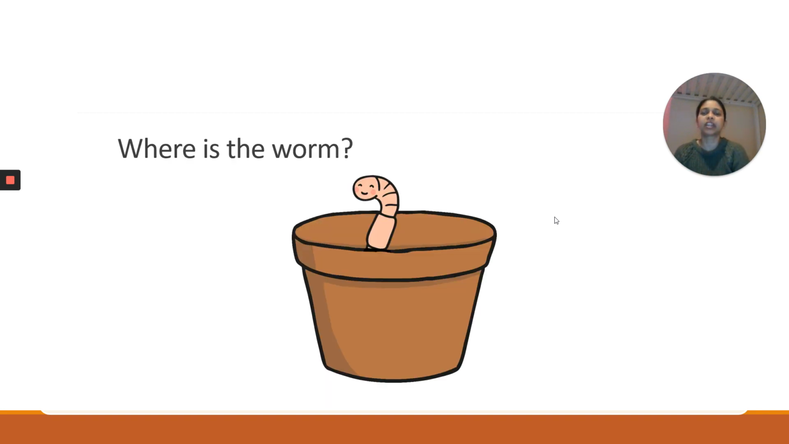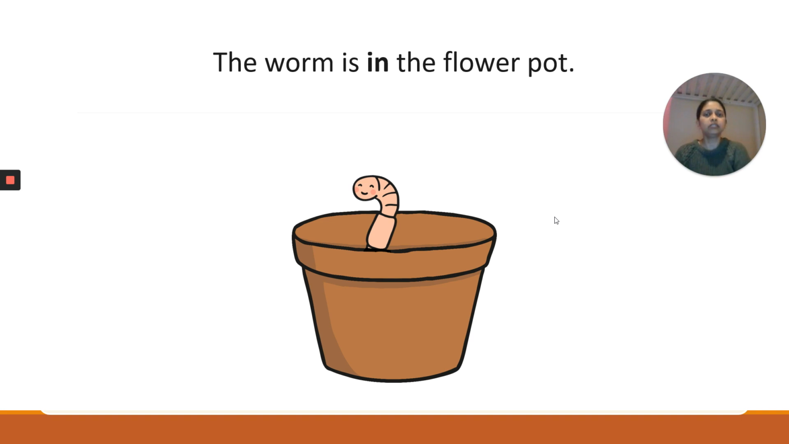Your next one. Where is the worm? I'm going to say the worm is on the pot. Discuss with your grown-ups and let's talk about the answer. Oh no, Miss Fernandez was wrong. So, the worm is not on the flower pot, it is in the flower pot. Okay?